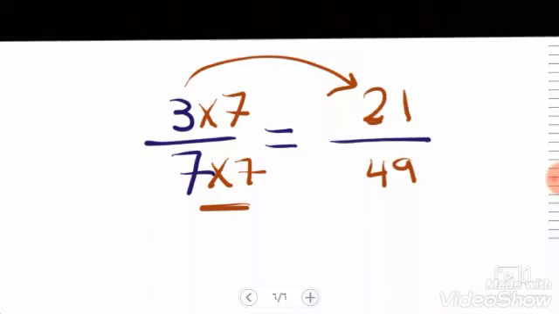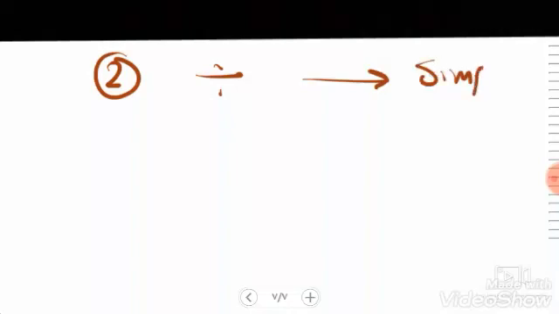What is the second way now? We agreed that the first way now is multiplication. Number 2, I can make division. And this method we also use in simplify, to make it more simplifying the fraction.